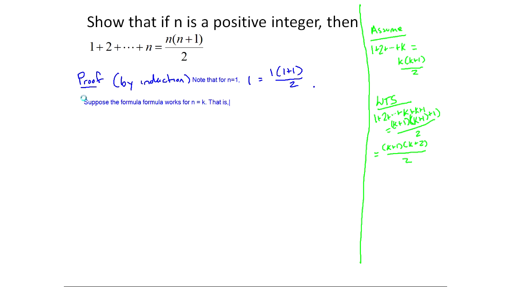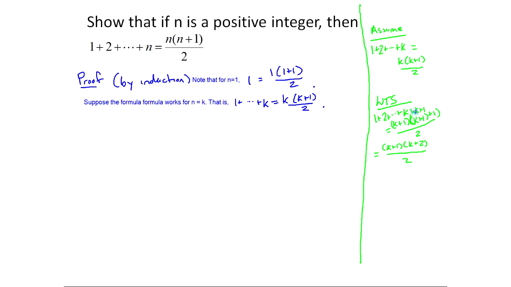That is, we want to say that 1 plus ... plus k equals k times (k plus 1) over 2. Okay, so if we assume that that's true, remember our goal is to show that this is true. So I want to do something to make this work.